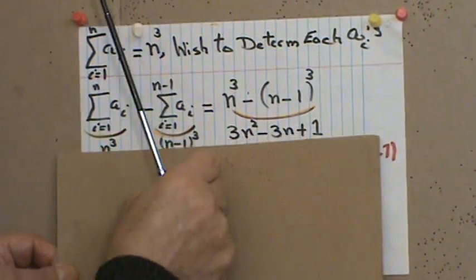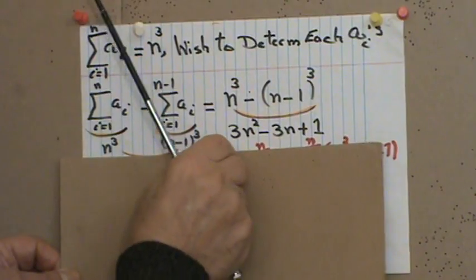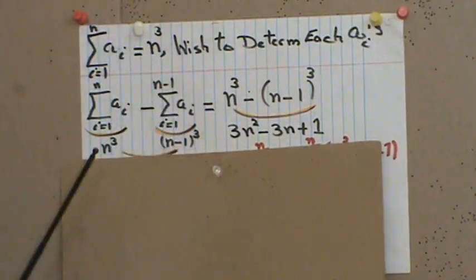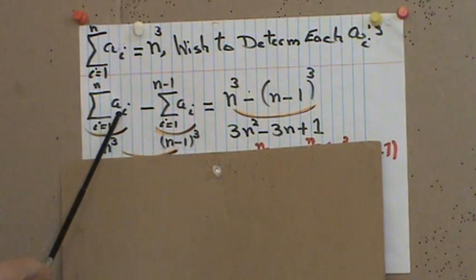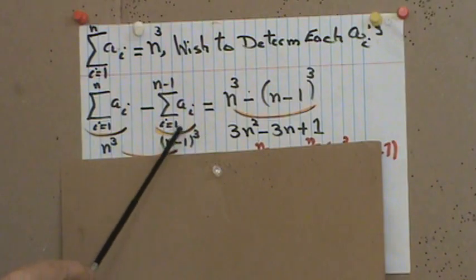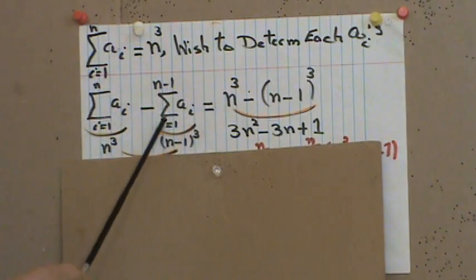So what we did, we generalized exactly what we did in the previous one. We started from i equals 1 to n of a_i minus i equals 1 to n minus 1, the term before.